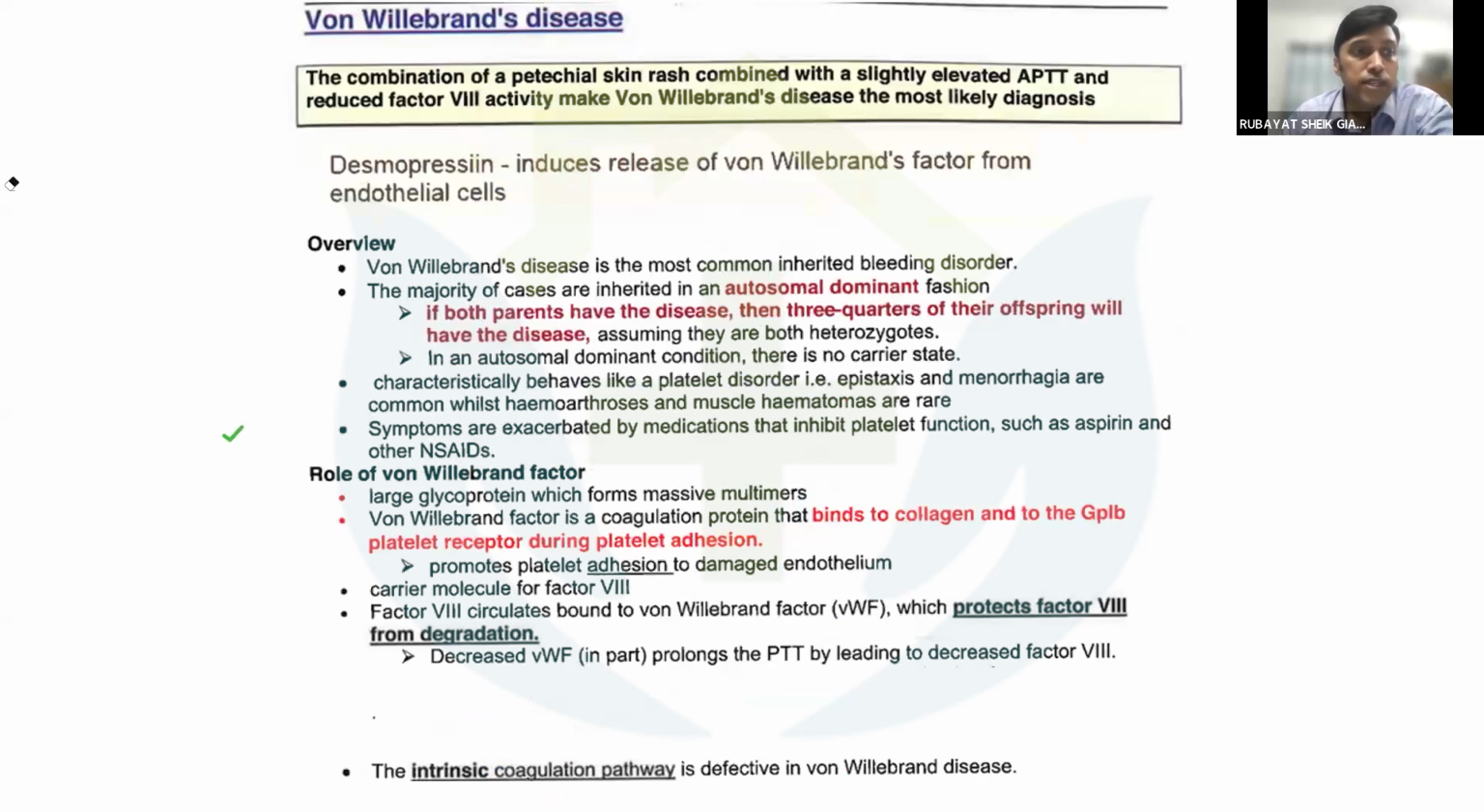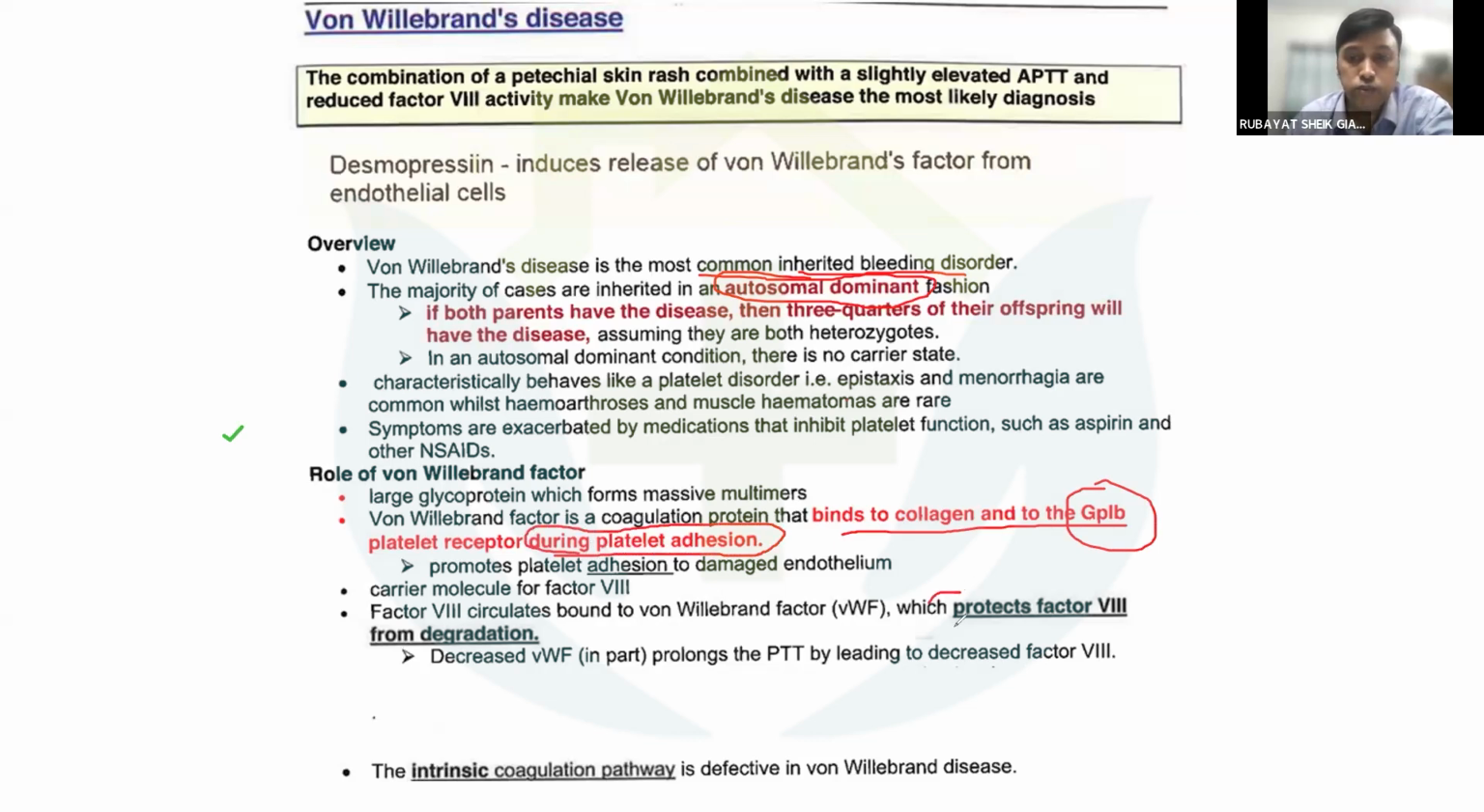So if this factor is deficient, there will be prolonged bleeding. This is the most common inherited bleeding disorder. It's autosomal dominant. So males and females are equally affected. So what is the important function of von Willebrand factor? This is asked sometimes. It binds to subendothelial collagen and to GP1B receptors on the platelets, helping in platelet adhesion. So this is an important function you need to know. This is sometimes asked in the exam.